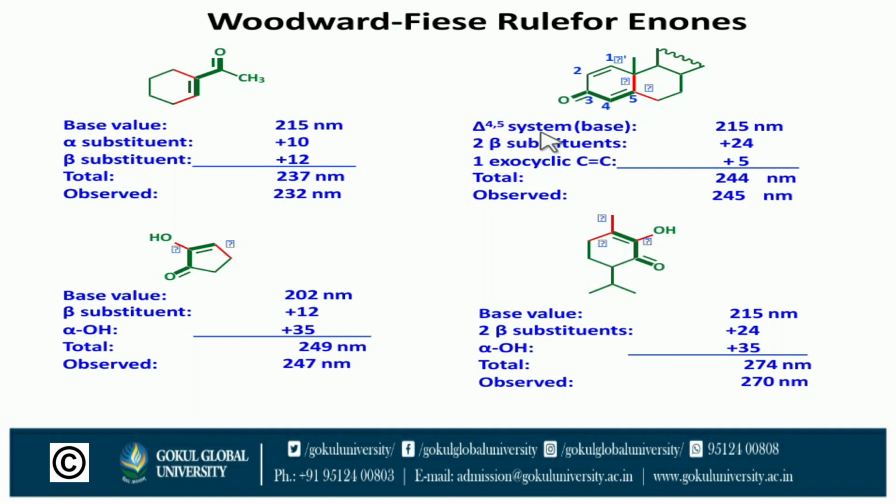Here also system base, then the value is 215 nanometer, 2 beta substituents present here, then the value is plus 24, 12 into 2. 1 exocyclic C double bond C present here, then the value is plus 5, then the total value is 244 nanometer, observed value is 245 nanometer. In this structure, base value is 202 nanometer, beta substituent, then plus 12, and the alpha OH, then plus 35, then the total value is 249 nanometer, observed 247 nanometer.